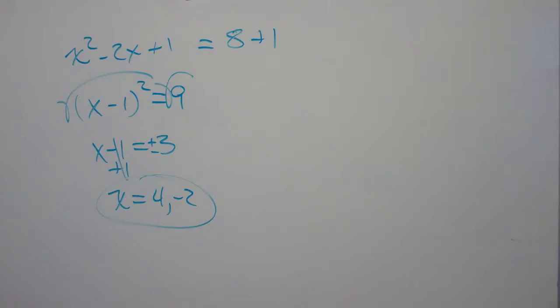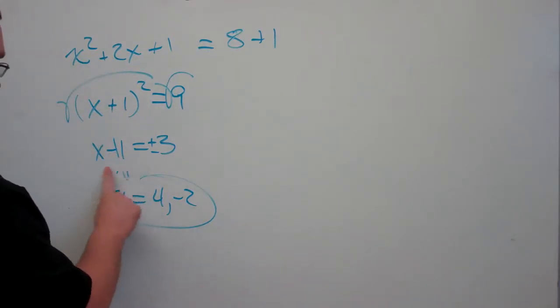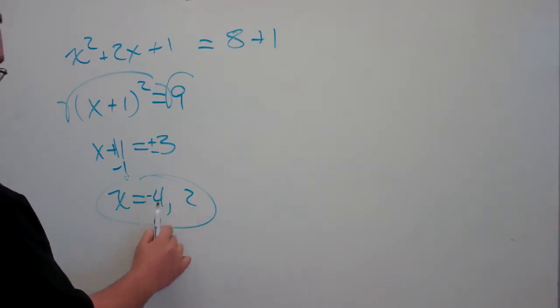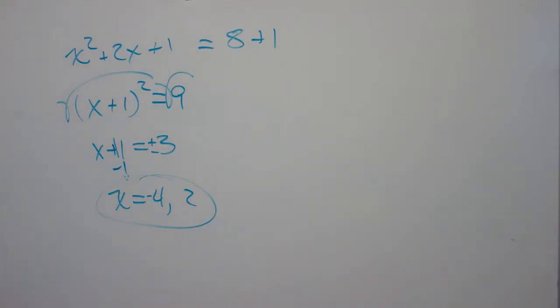Which one was that? Did I do that wrong? No, I didn't. So the answer's not matching up. Answer key said it was B, but it looks like it's C. Unless I wrote that down wrong. Ah! This is plus. Dang it. Why'd y'all let me do that? Alright, so it's negative 4 and a plus 2. Alright? Negative 4 and a plus 2.